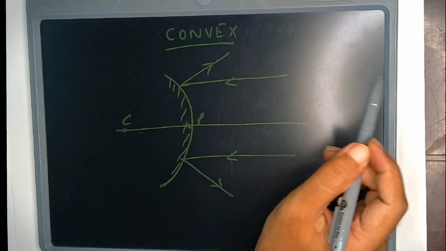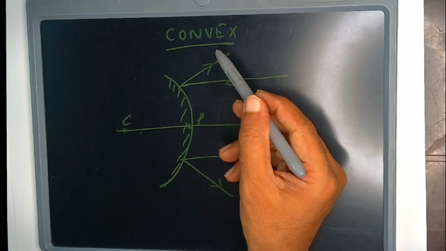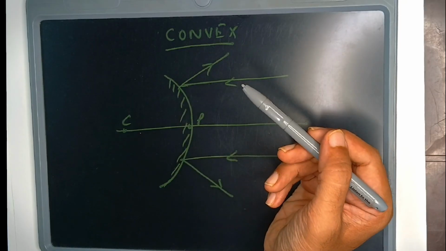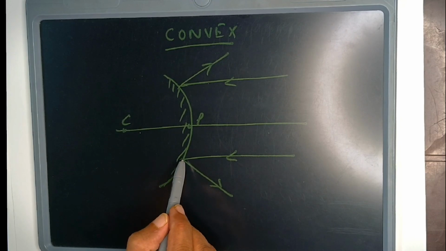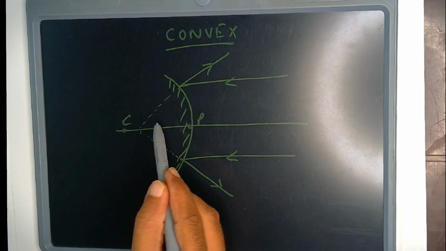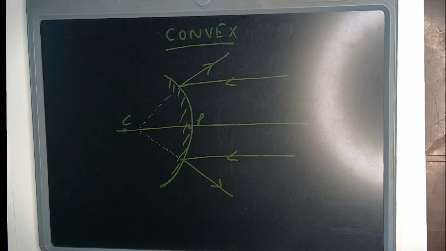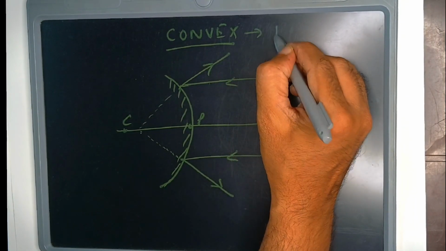I'll take a separate video to explain why they actually diverge in case of a convex and why they actually converge in case of a concave. So now, because they're diverging, they appear as if the rays of light actually come from inside. We are going to see more detail about the rules of ray formation as well as the image formation in the subsequent videos. But because the rays diverge, convex is called the diverging mirror.